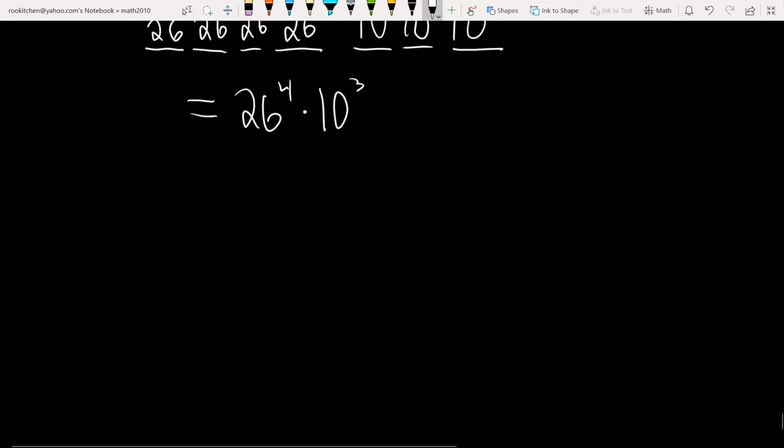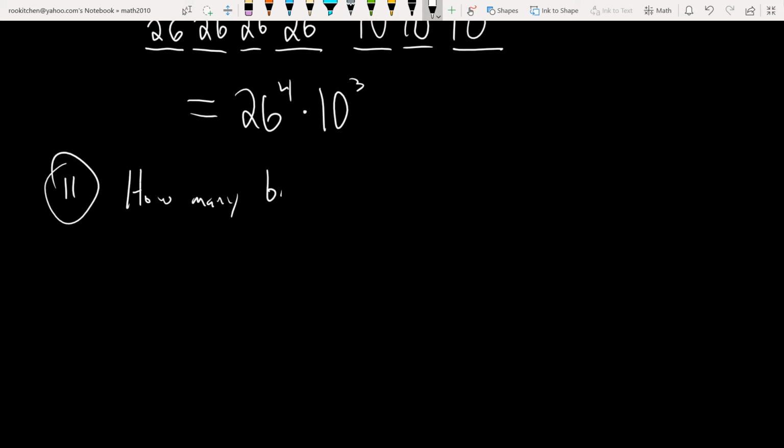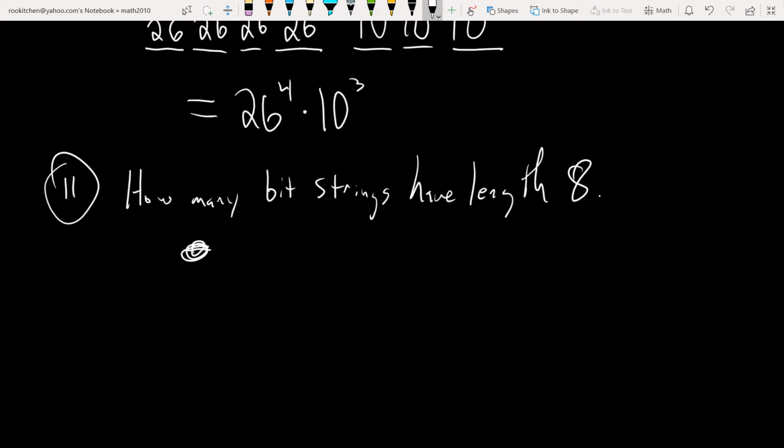Okay, let's try number 11. How many bit strings have length 8? Bit strings are used in computer communications. An example of an 8-bit string would be something like 11011000. And you can have a 0 in the beginning too. Another example, 00001000. That would be another example. So how many of them are there?